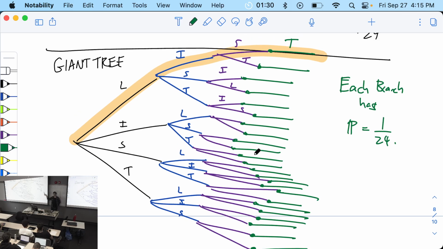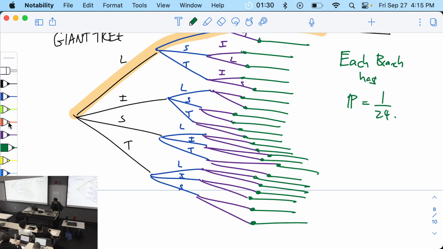There's another easy way to see why the probability of each branch is 1 over 24. Did anybody reason a different way? Yeah. So based on the words and what letter they start with, let's see the probability of words starting with that letter. So a word starting with S, there's probably a 2 out of like 6.